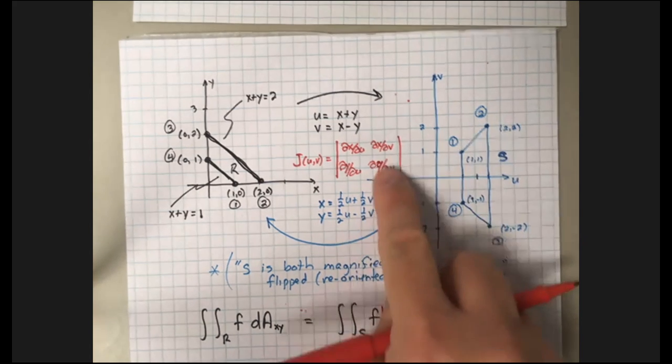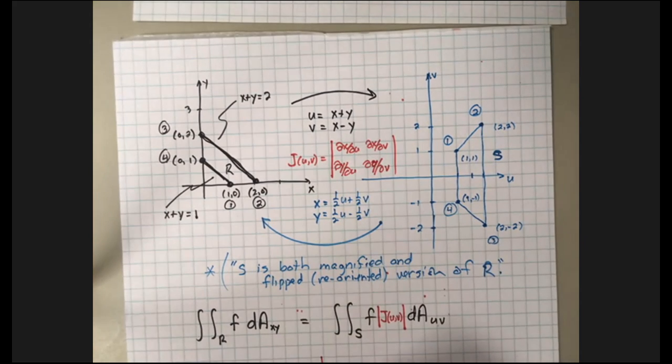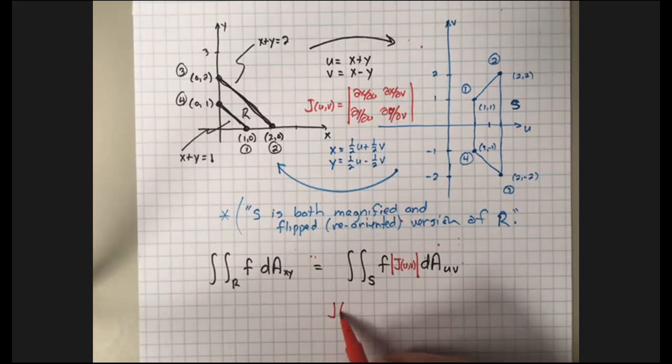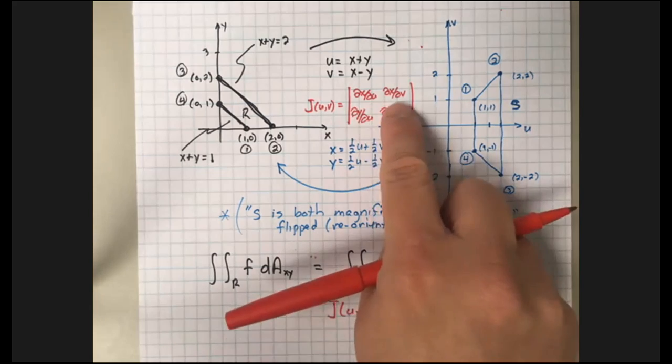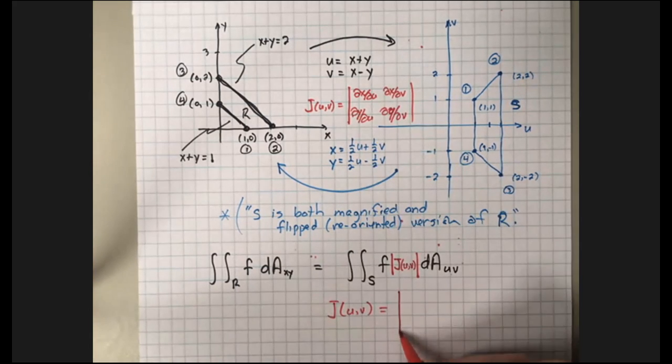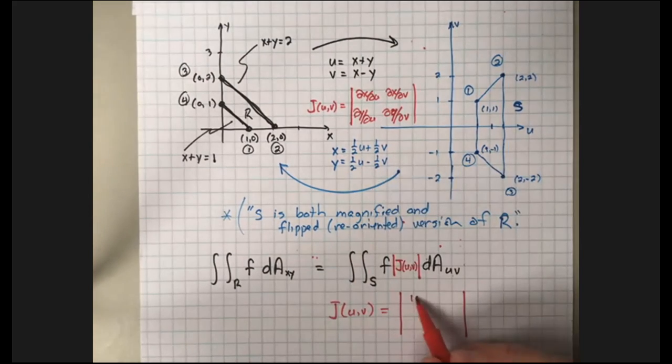Since this is a linear transformation, these partial derivatives are not complicated. So we'll go down here and calculate. Pay attention to the notation. I'm calculating something in the variables U and V by differentiating the variables X and Y. But here, all the derivatives are just constants. Derivative of X with respect to U is 1/2. Derivative of X with respect to V is 1/2. Derivative of Y with respect to U is 1/2. Derivative of Y with respect to V is minus 1/2.